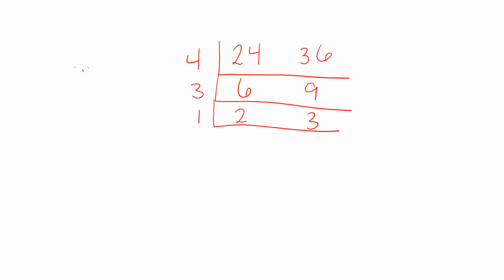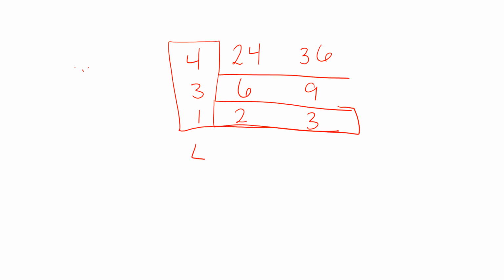So let's see. What will divide both of these? Well, 2 will, and 2 goes into that. Or actually, I'll pick a bigger number. I think that 4 will. So let's go with 4. 4 times 6 is 24, and 4 times 9 is 36. 3 will go into both of these. 3 times 2 is 6, and 3 times 3 is 9. And 1 divides each of these, so here is my L.